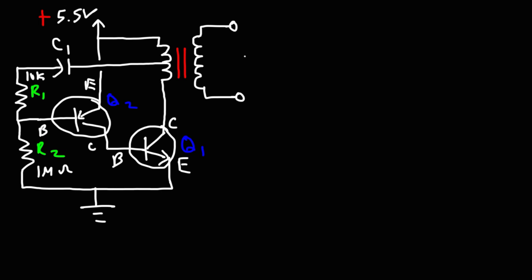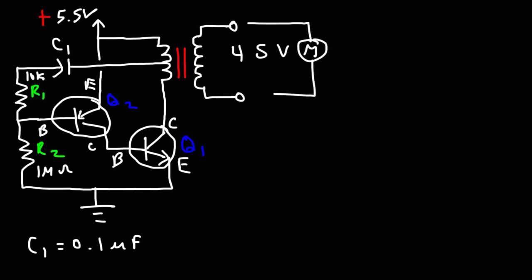So the output voltage of this particular circuit, when C1 is set to a capacitance of 0.1 microfarads, is about 45 volts. At least that's what I got when I connected it to a meter. When shorted by a multimeter, the amount of current that was flowing through the meter is about 15 milliamps. So that's how much power is at the output of this circuit.